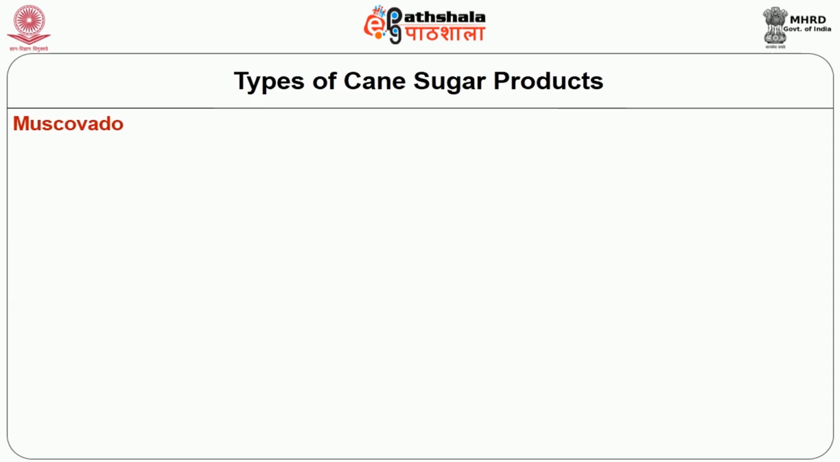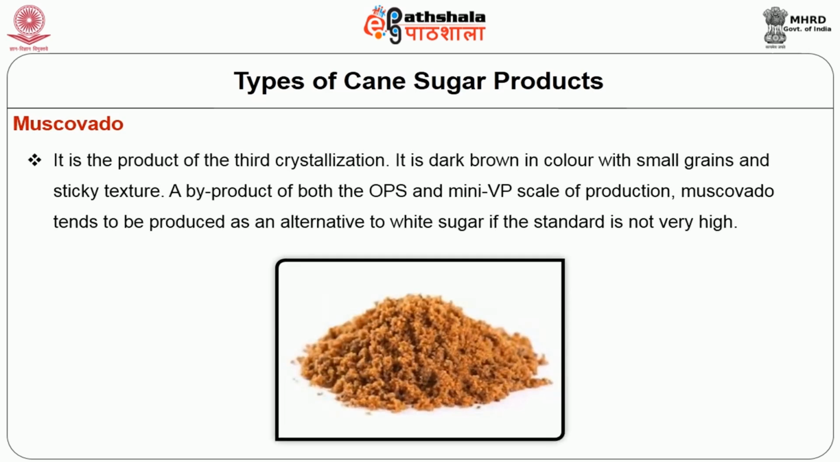Next we'll see about Muscovado. Also known as Barbados sugar, Muscovado is the product of the third crystallization. It is dark brown in color with small grains and sticky texture. A byproduct of both the OPS and mini VP scale of production, Muscovado tends to be produced as an alternative to white sugar if the standard is not very high.